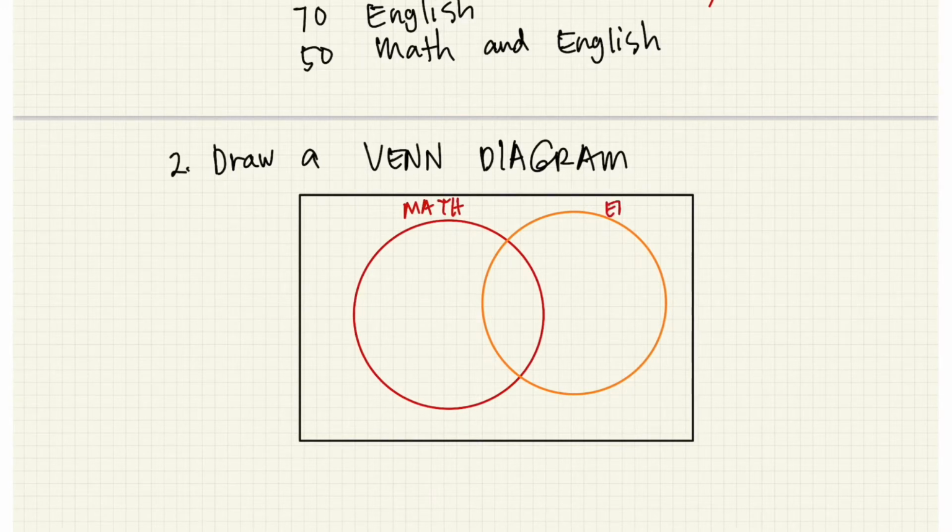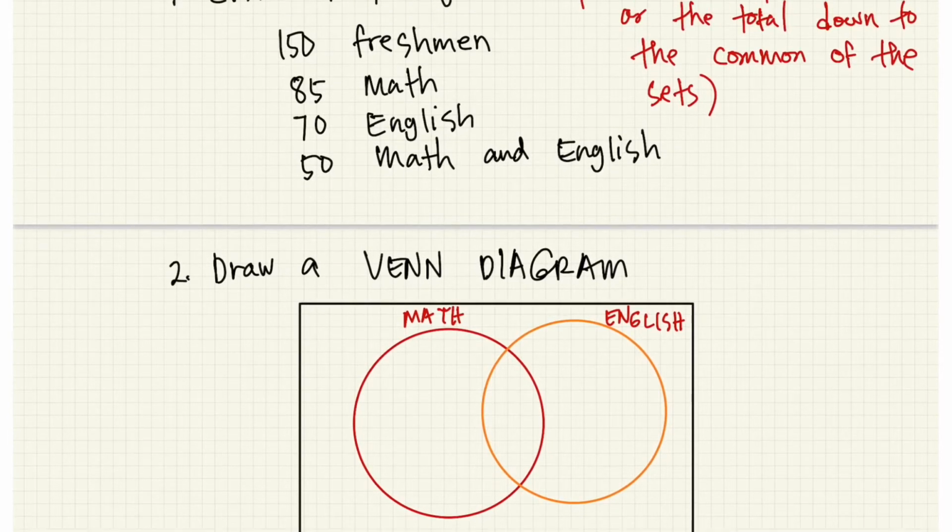And this is for English. Alright, set for math and set for English. So how are we going to do that? Notice there is an intersection between these two circles or these two sets. So when you're going to do the Venn diagram, you're going to start here. Yes, this is where you are going to start, from the bottom going to the top. That's why you have to arrange your given accordingly from the universal or the total down to the common sets.